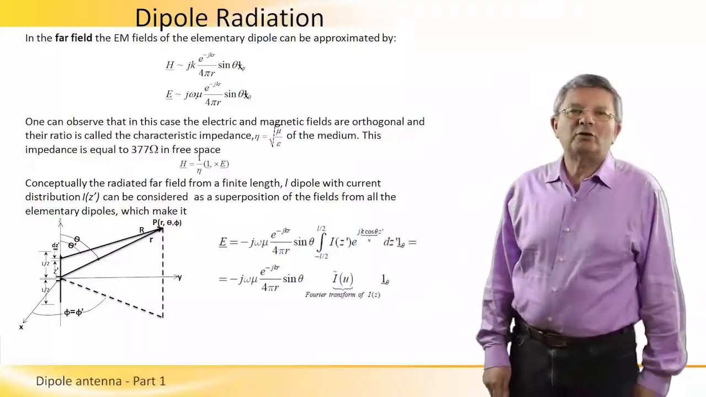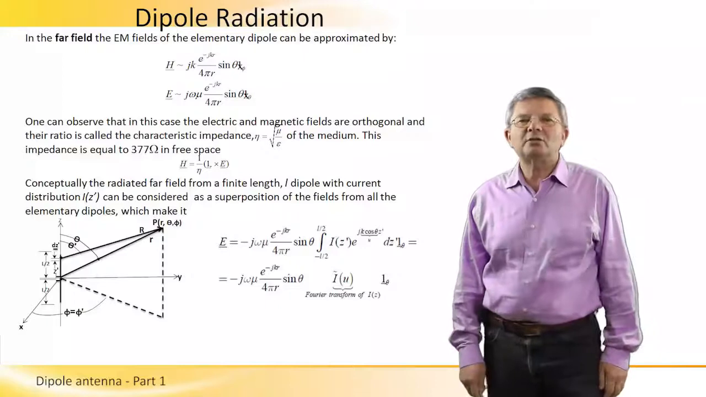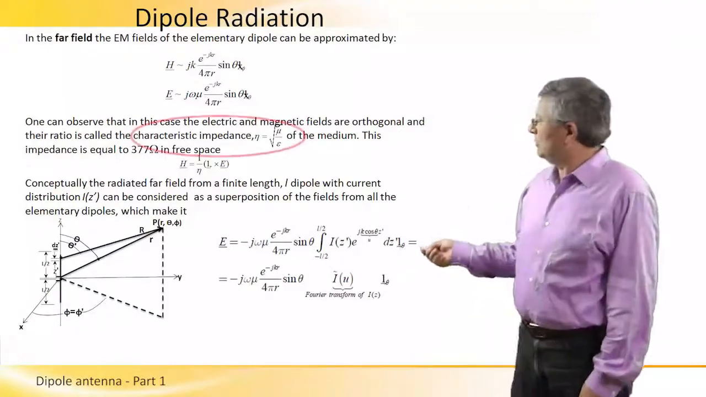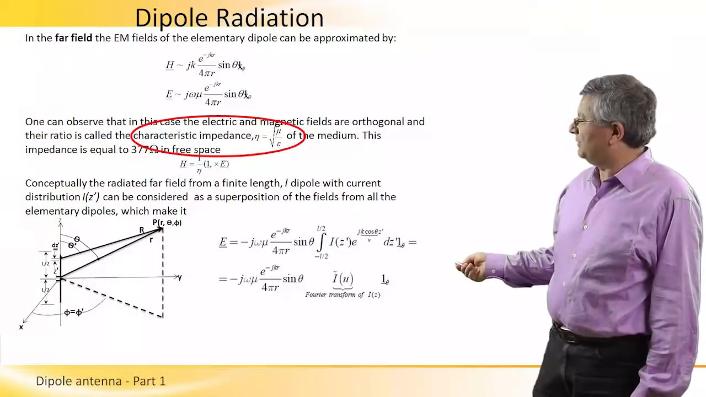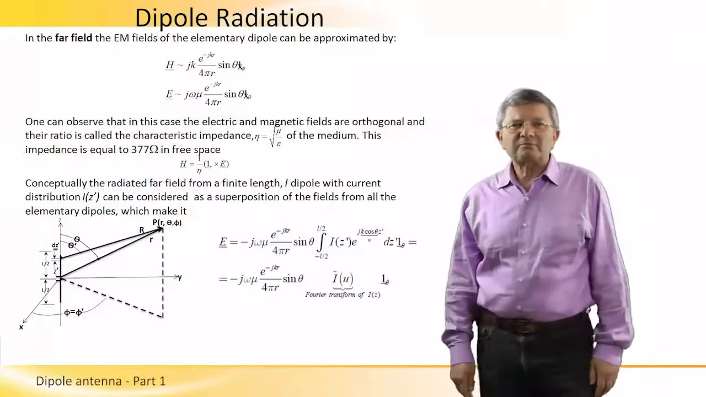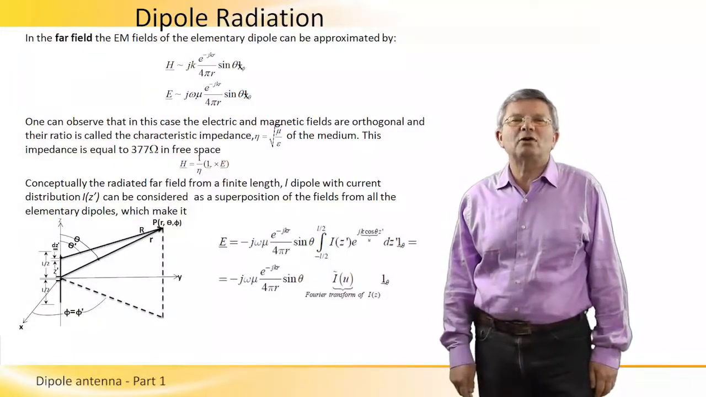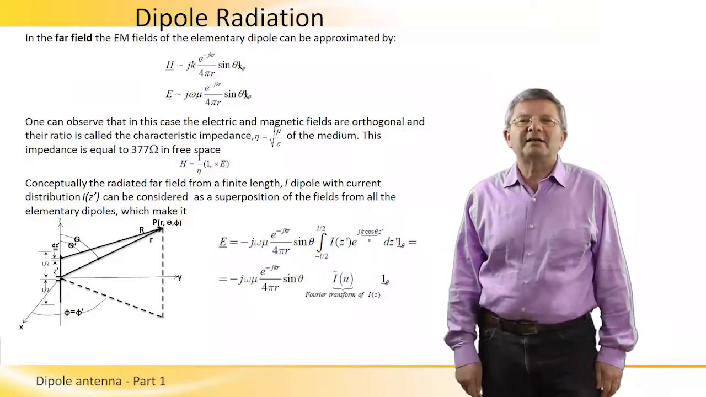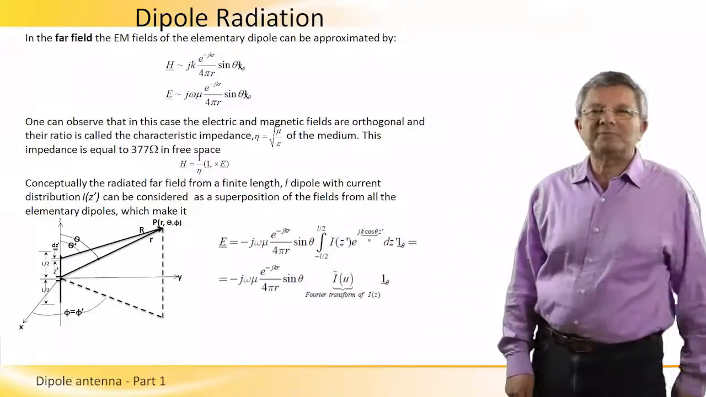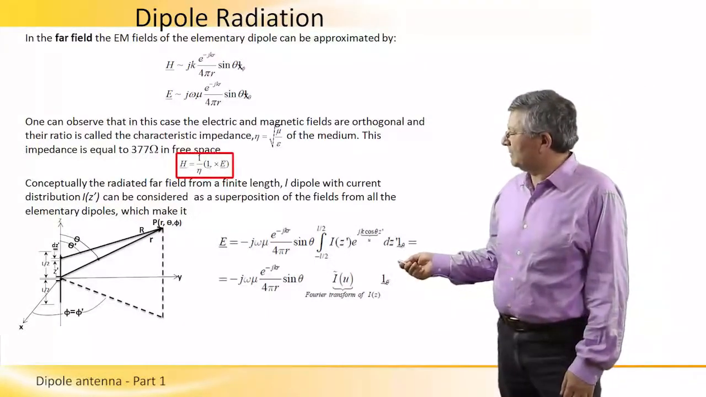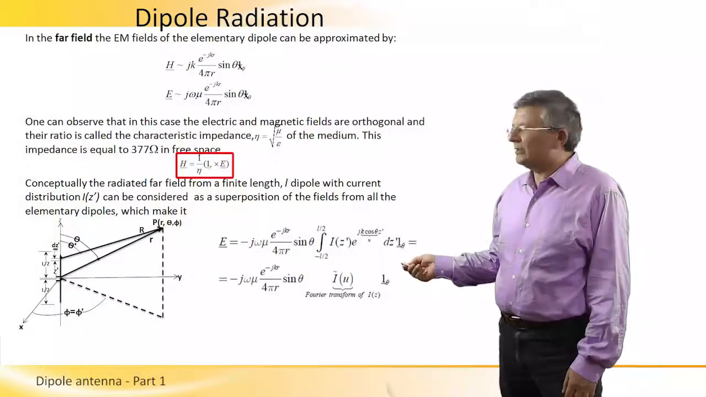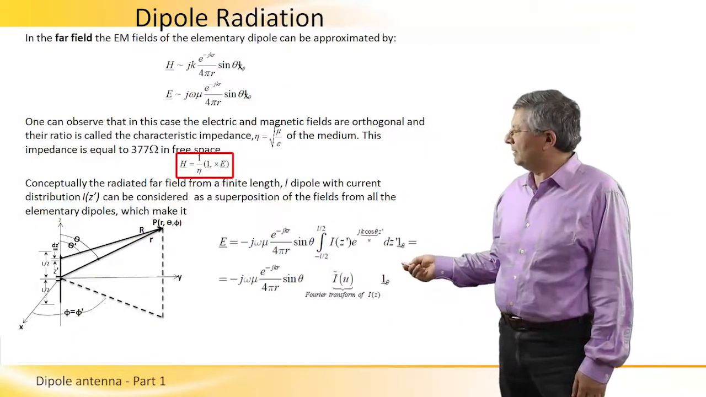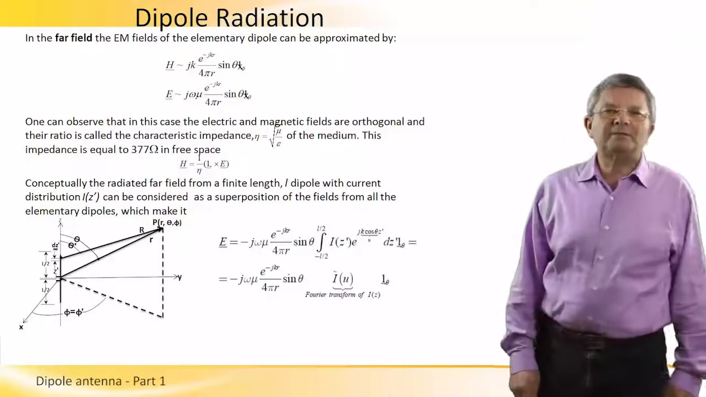The ratio between E and H is called the characteristic impedance, denoted by eta equal to square root of mu over epsilon of the medium. This impedance is equal to 377 ohms in free space. The orthogonality between the magnetic and electric field for the far field approximation can be represented by this equation: H is equal to 1r, which is the propagation direction of the spherical wave, multiplied vectorially by the electric field and divided by the characteristic impedance.